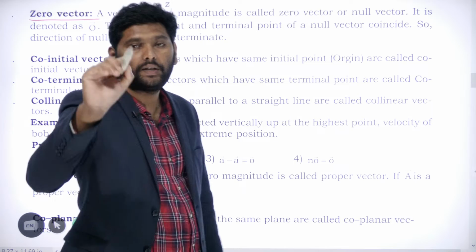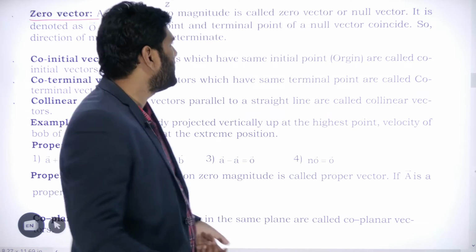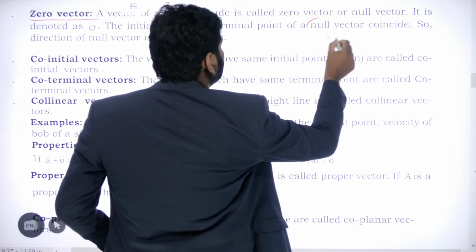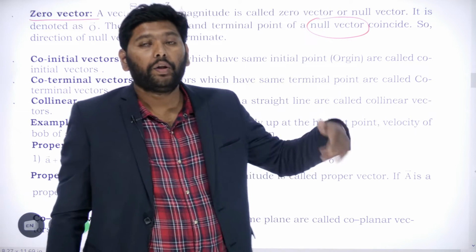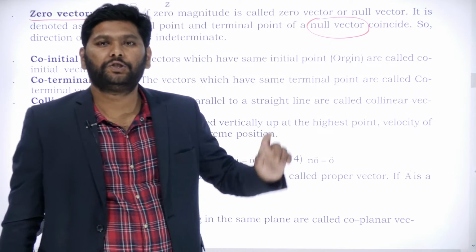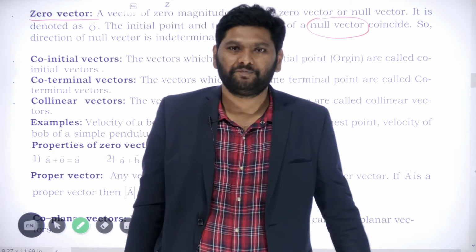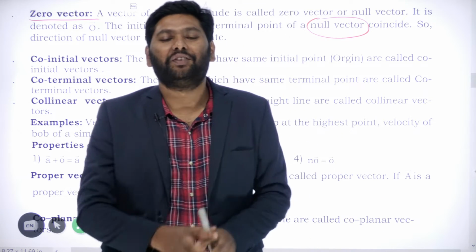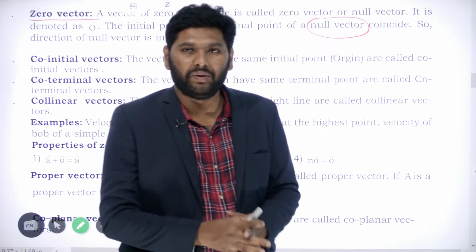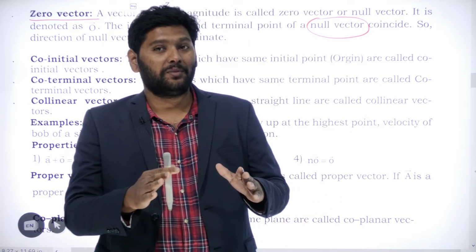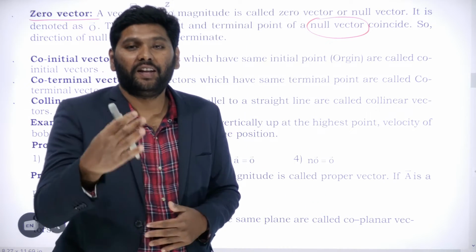Zero vector. Zero vector, this is also called null vector actually. How can you define this zero vector? Zero vector means zero only. But what is this meaning? Zero vector, null vector meaning. Zero vector means zero. But how can you define this?